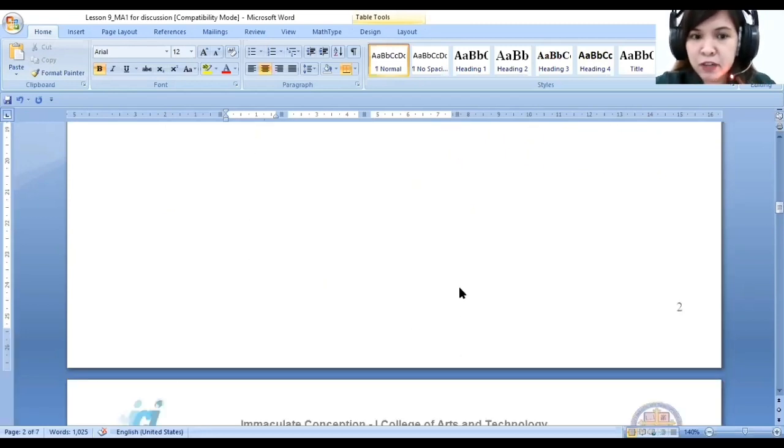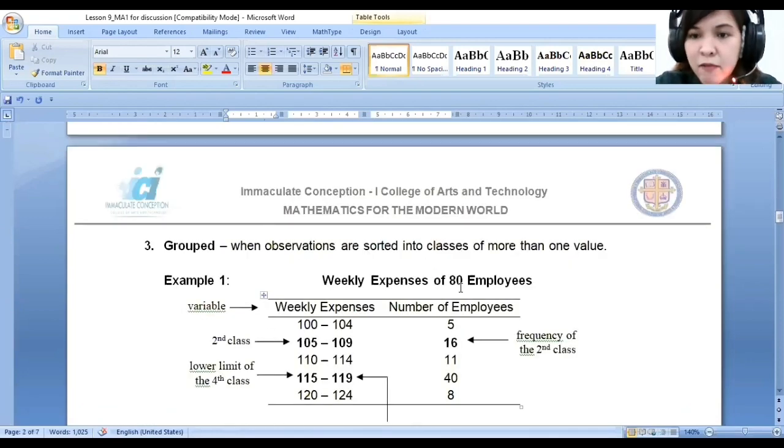So we'll proceed now to type 3, the grouped frequency distribution table. This is when observations are sorted into classes of more than 1 value.